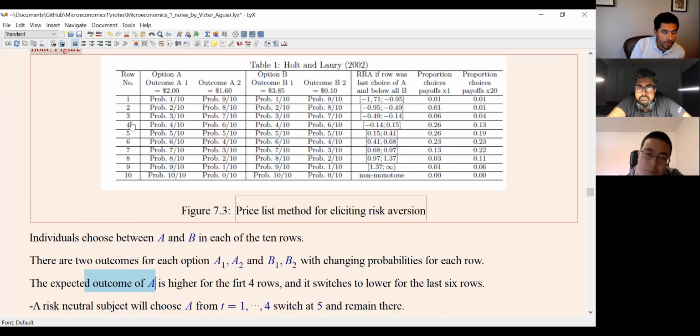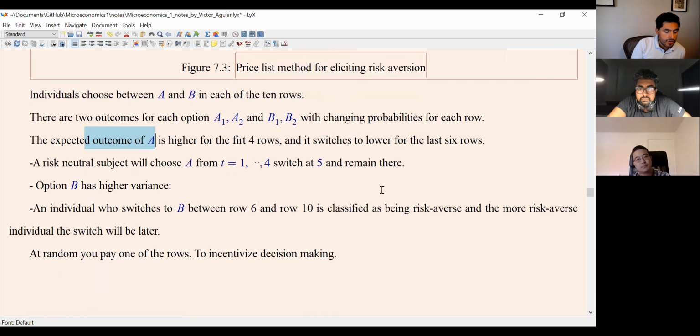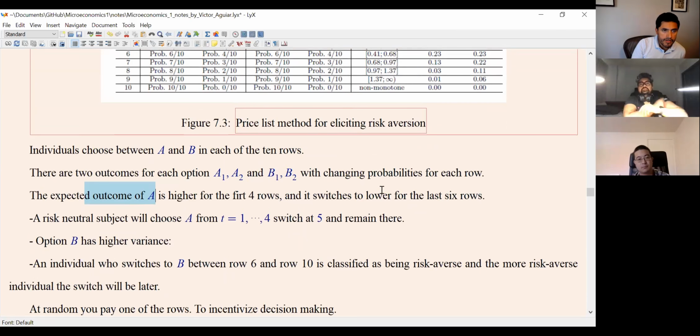So for instance, if we go to the 4th row, we see minus 0.14 and 0.15. That means the relative risk aversion is exactly at 0, which is the risk neutral parameter, okay? So at row 4, we have the risk neutral person. At row 5 it is going to be risk loving, so positive numbers. At row 10, you become someone who completely likes only risk. And in row 1, you have a very high risk aversion level, which is minus 1.71, okay? So again, this is a very simple way to do this design.